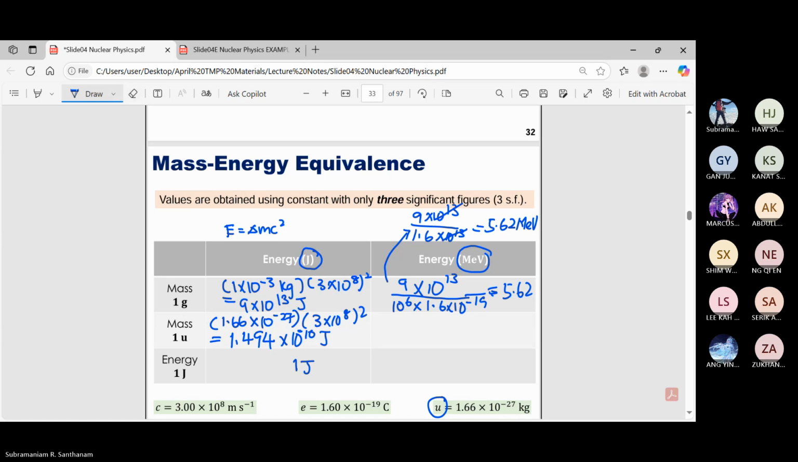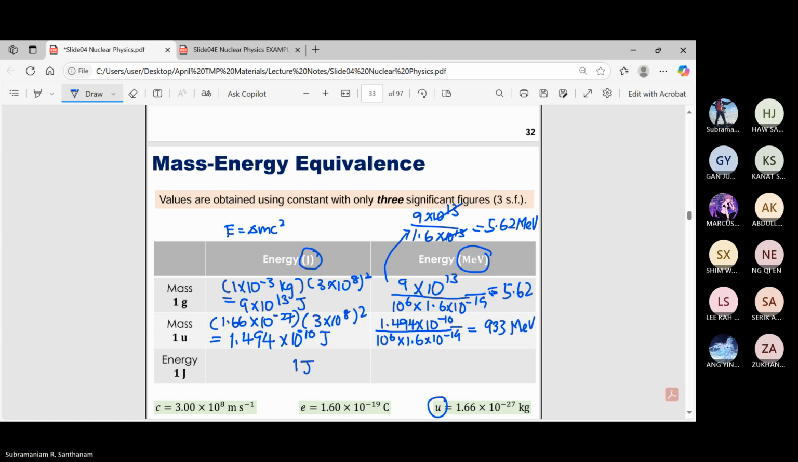So what do you get? 1.494 times 10 power of minus 10, you divide by 10 power of 6 mega times 1.6 times 10 power of minus 19. So 900 what? 933 point something MeV. Okay, this is actually a standard calculation.